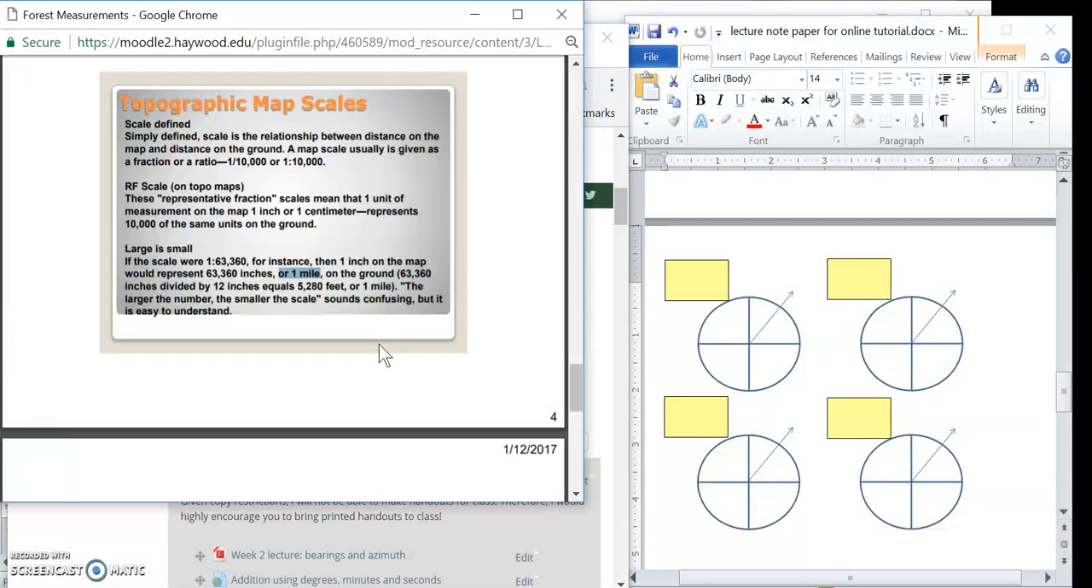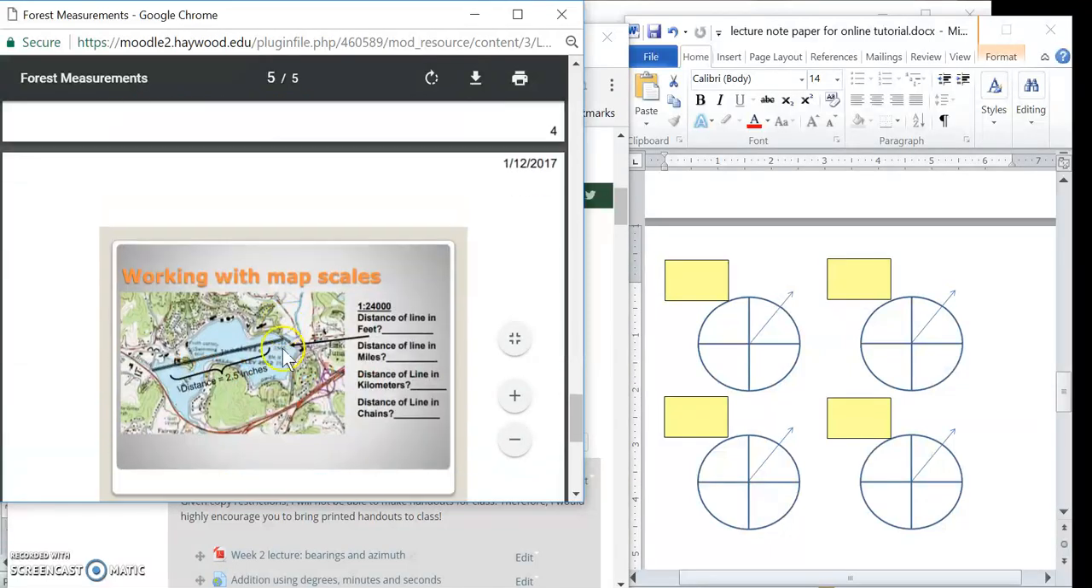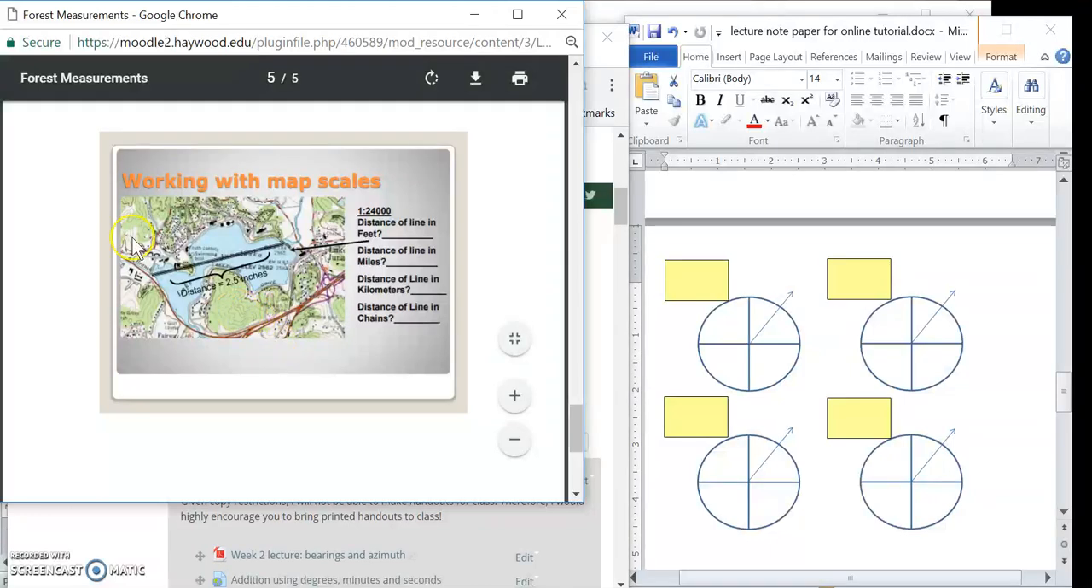So just remember that ratio is really what's describing the scale. 1 to 63,000ths as opposed to 1 to 24,000ths. Okay. So then we played this game a little bit. I'll go through some of these answers for you really quick. This is a 1 to 24,000 scale map. I've measured 2.5 inches across Lake Junaluska.